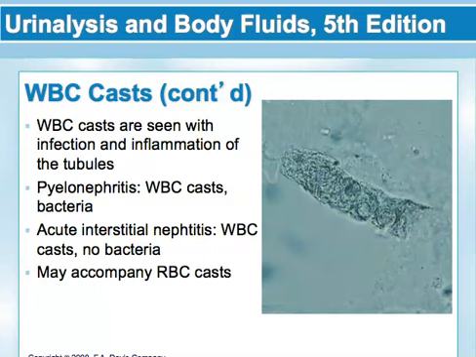Neutrophils are the main type of white cell that make up white blood cell casts and will appear granular and possibly multi-lobed nuclei if the cast hasn't degraded too much. Supravital staining can help differentiate white cell casts from renal tubular epithelial casts.